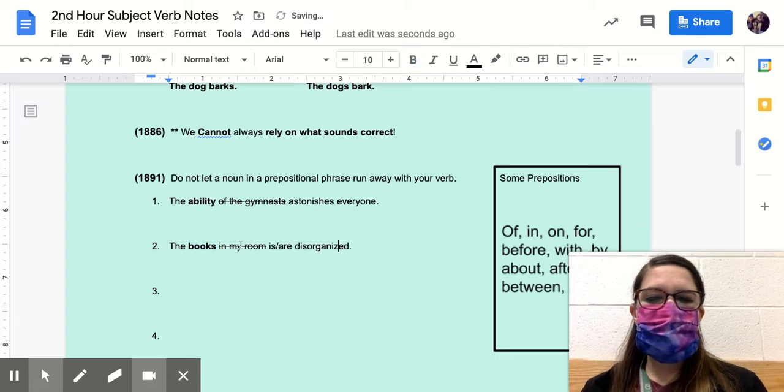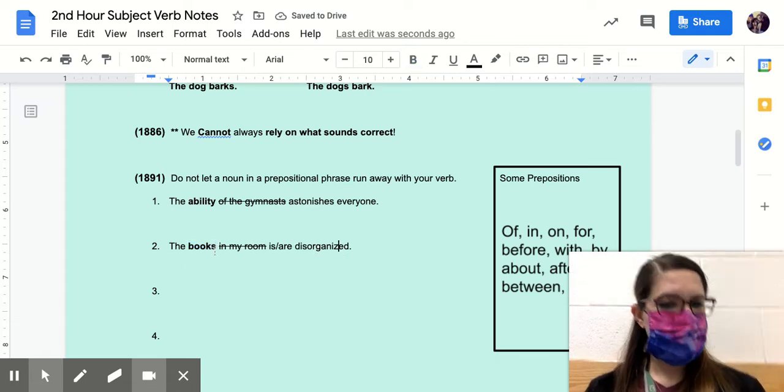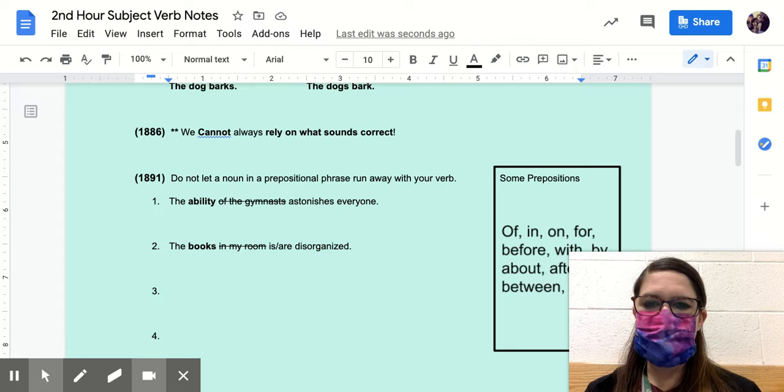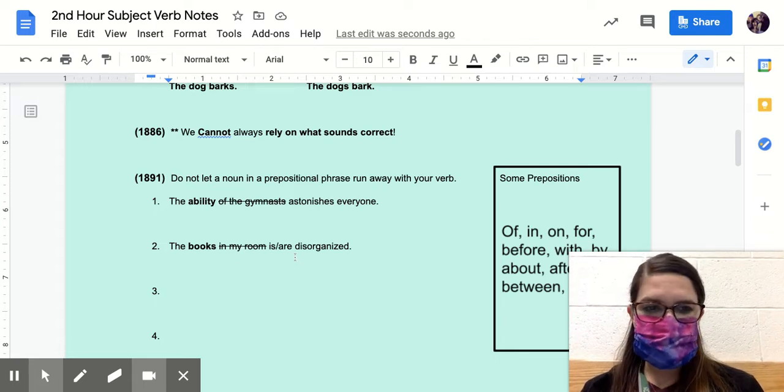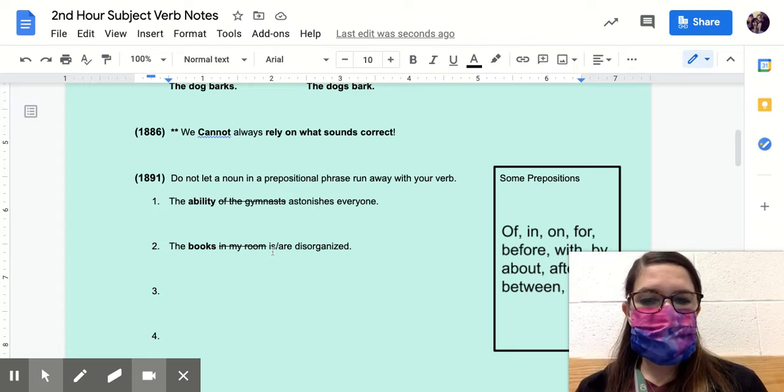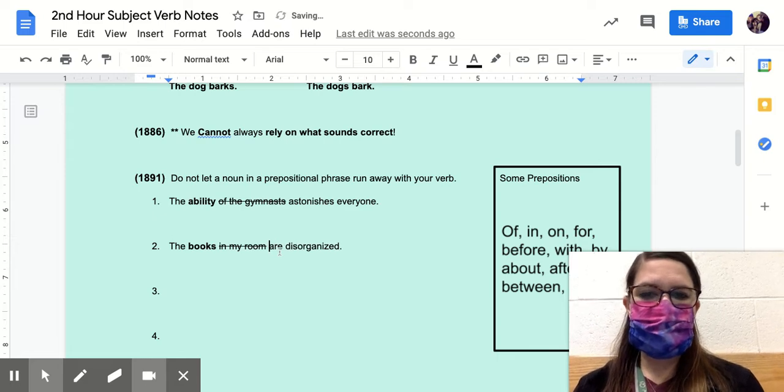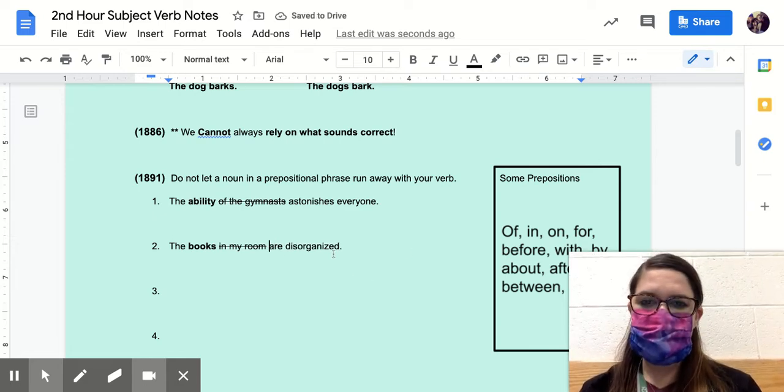So if that's our subject, is it singular or plural? There are more than one book, so it is plural. So we need the plural verb. Remember that singular verbs have S's at the end. So we want are. That's our plural verb.